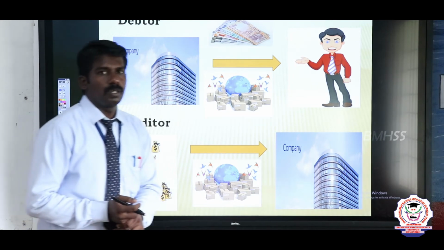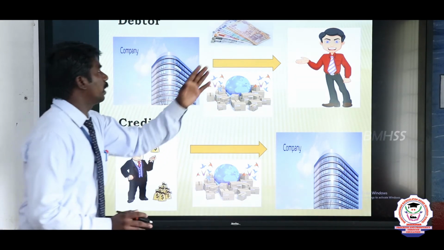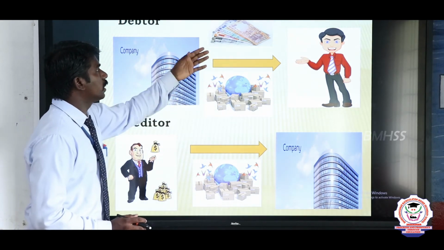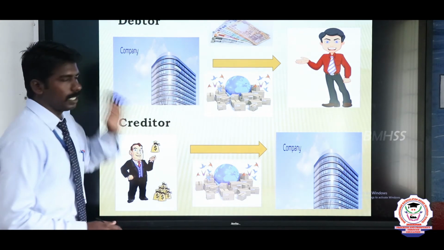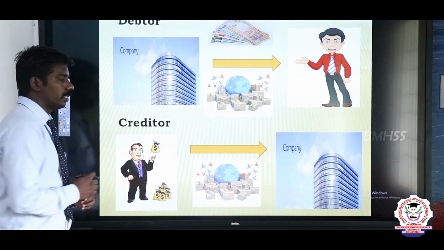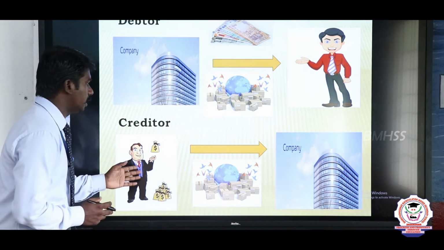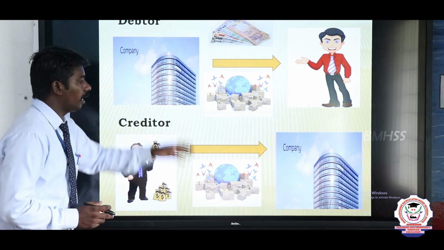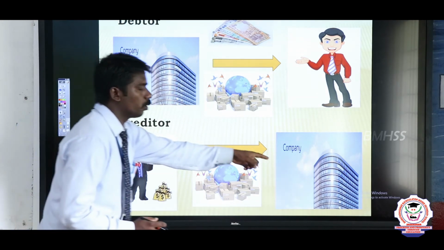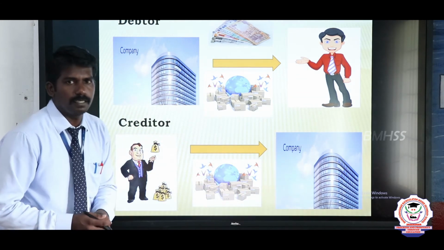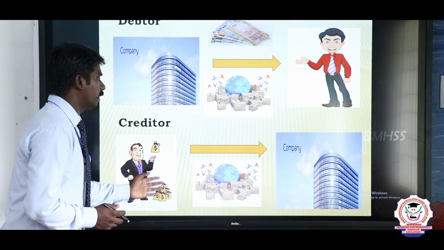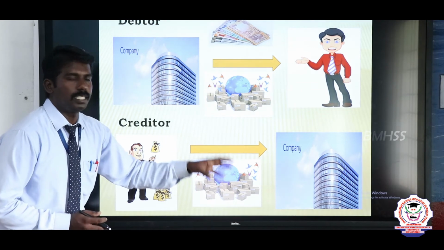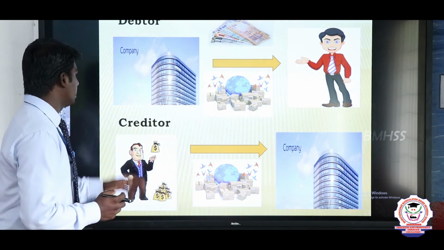Debtor. Who is a debtor, sir? A debtor is a person who receives goods and services and cash from the company on the basis of credit. He is called debtor. Then creditor. Who is a creditor, sir? A creditor is a person who gives the money or supplies the goods and services to the company on the basis of credit. After a certain period, he can get the money for the goods and services which were already supplied to the company. So this is called creditor.